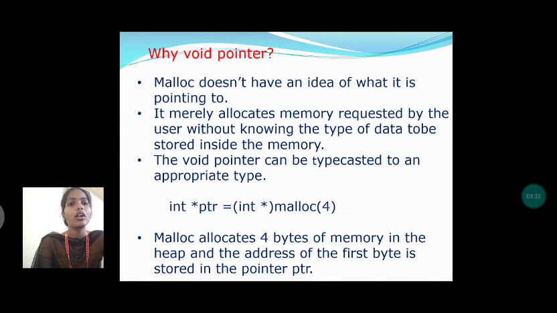Why void pointer? Malloc does not have an idea of what it is pointing to. It merely allocates the memory requested by the user without knowing the type of data to be stored inside the memory. The void pointer can be typecast to an appropriate type. ptr = (int pointer) malloc(4). Here 4 is the size in bytes. Malloc allocates 4 bytes of memory in the heap, and the address of the first byte is stored in the pointer ptr.